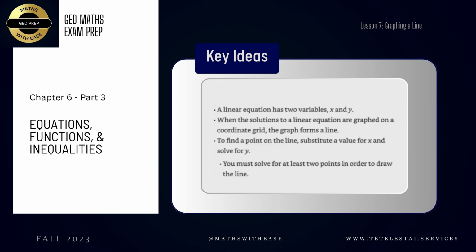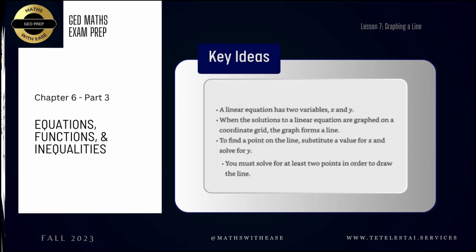The linear equation has two variables, x and y, and when the solutions to a linear equation are graphed on a coordinate grid, the graph forms a line. So to find a point on the line, you want to substitute a value for x and solve for y. And you must solve for at least 2 points in order to draw the line.